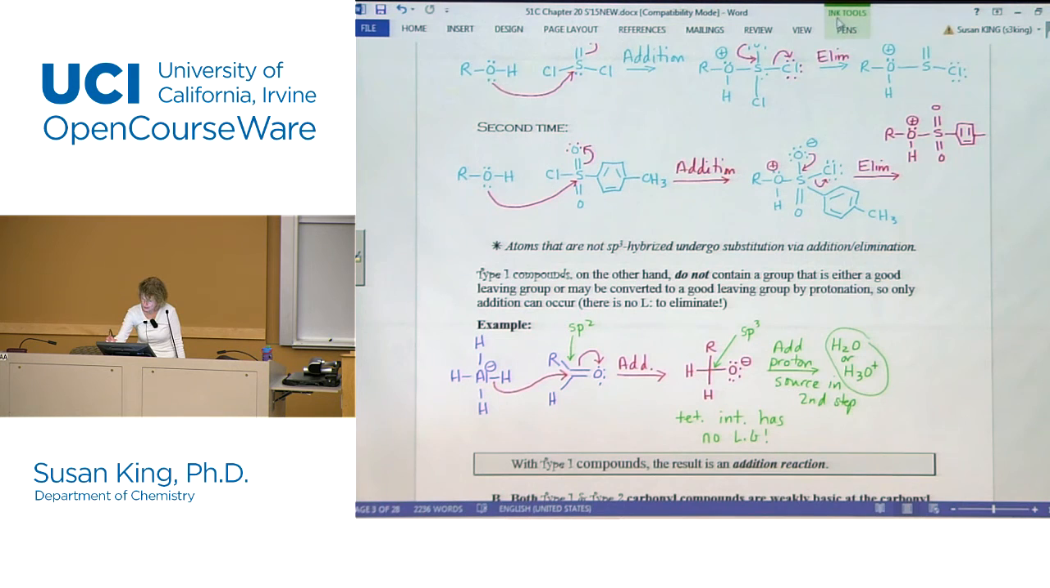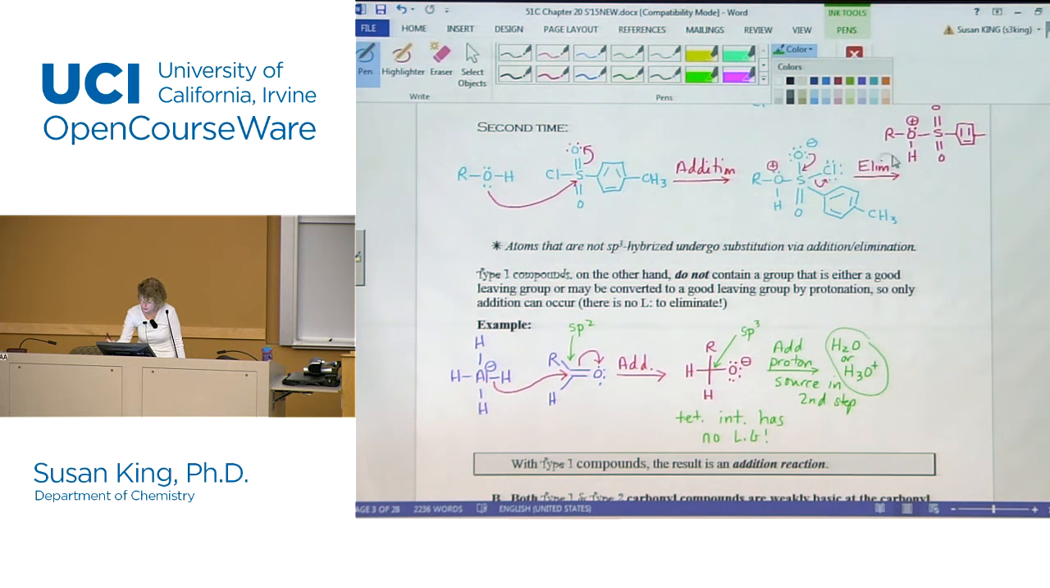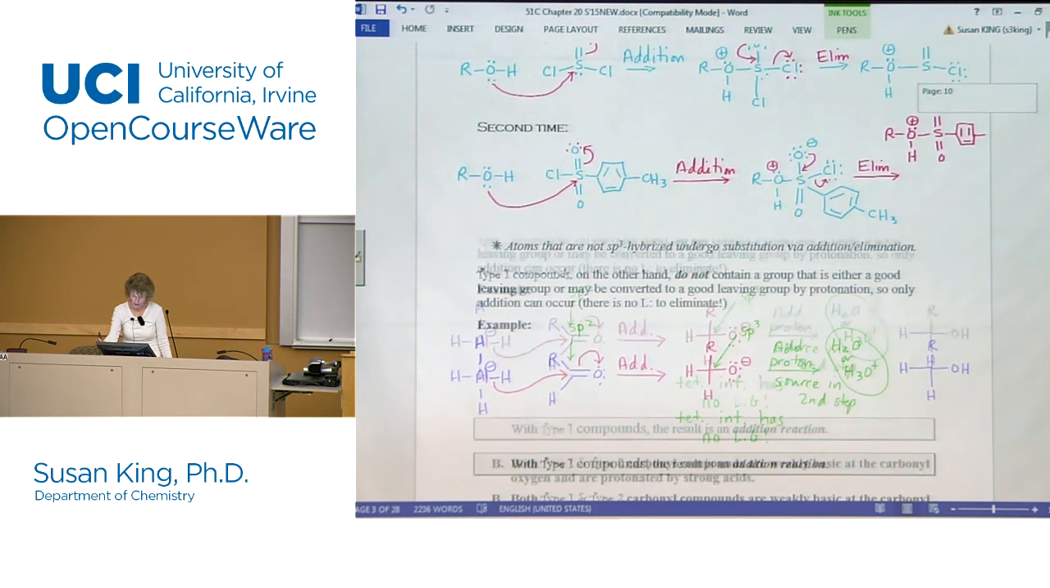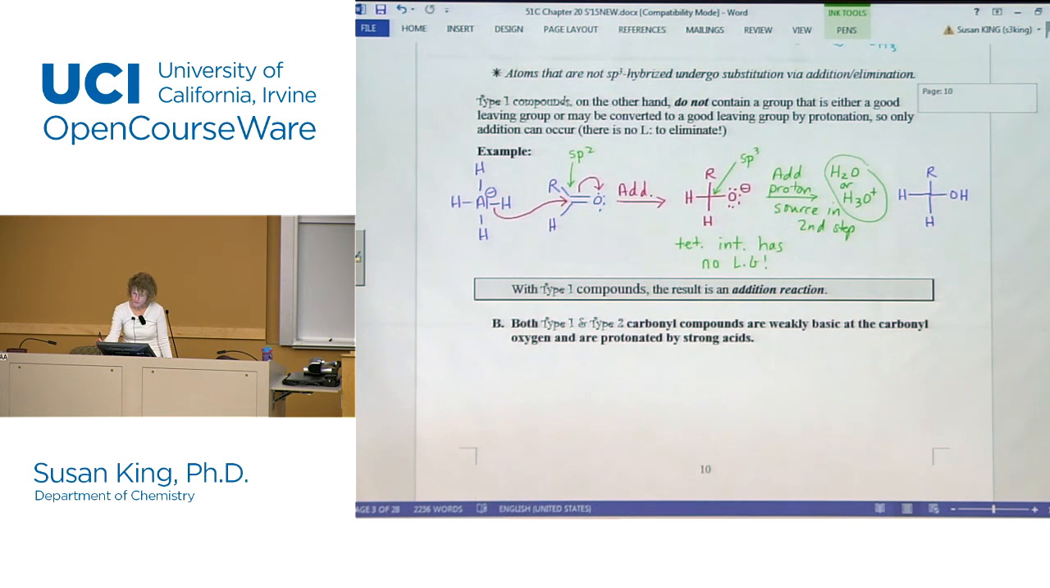And so you can see we get a completely different product here. We get an addition product, not a substitution product. All right, so type 2 carbonyl compounds do acyl substitution. Type 1 carbonyl compounds do additions. All right, questions so far? Anybody? All right. So that's there.